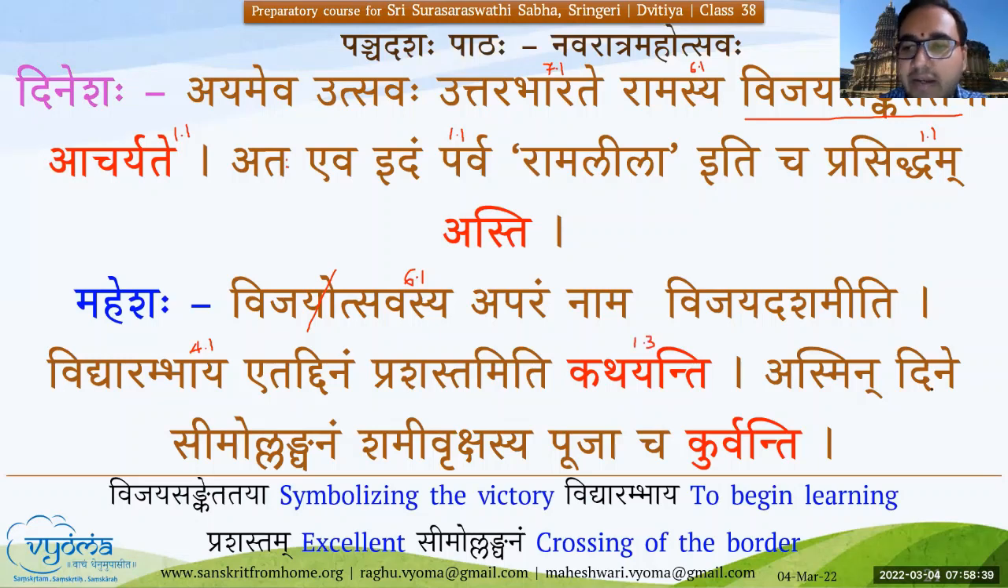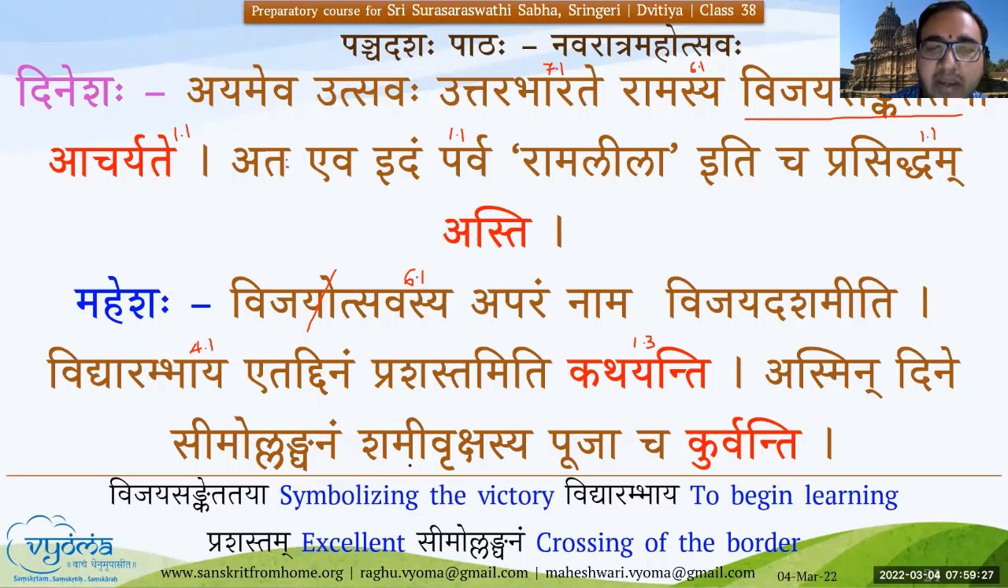Prashastam is excellent. Asmin dine simollanghanam shami vrikshasya puja cha kurvanti. Asmin dine, on this day, simollanghanam. Simollanghanam is basically to cross a border, cross a river, etc. Sima is a border or a confinement. Usually during the 9 days, most people stay in one place, and some yatis stay near the river banks and do their anushthanam. They won't go anywhere outside during the first 9 days. On the 10th day, they do this ritual called simollanghanam, to cross the border or a river. So simollanghanam, and then shami vrikshasya puja.